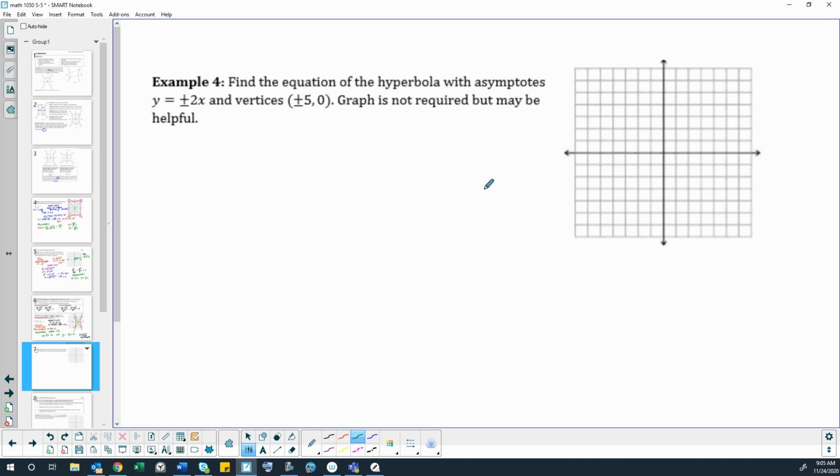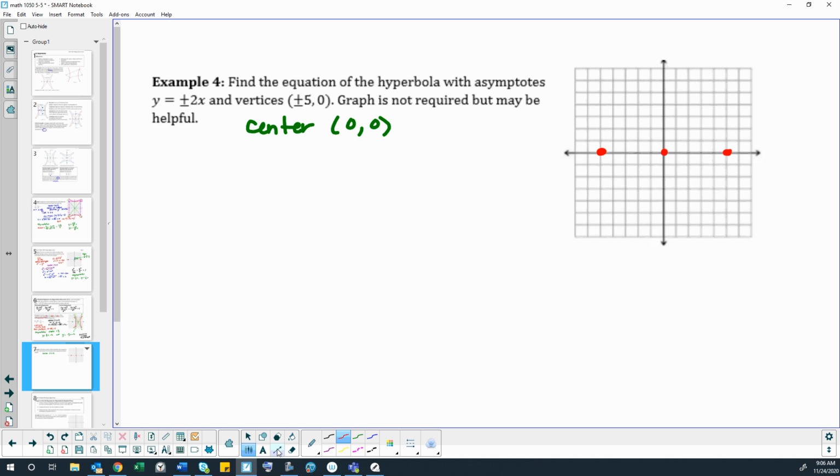Find the equation of the hyperbola with asymptotes plus or minus 2x and vertices plus or minus 5, 0. Graph is not required but may be helpful. We just barely learned about our center not being at 0, 0. But based on the fact that these asymptotes do not have a y-intercept, they just have a slope of 2, and the fact that the vertices are symmetric about the origin, I can already tell you that the center of our graph is at 0, 0, which is convenient. So we've got our center and our vertices at 5, 0 and negative 5, 0.